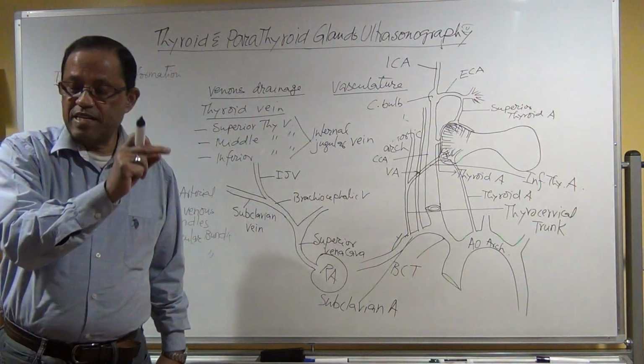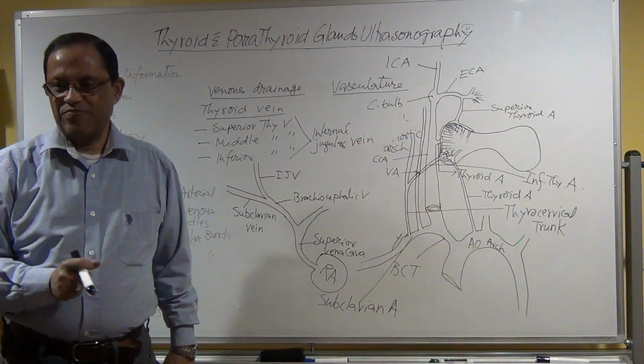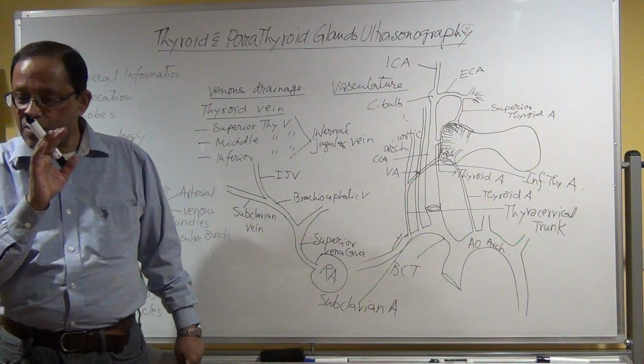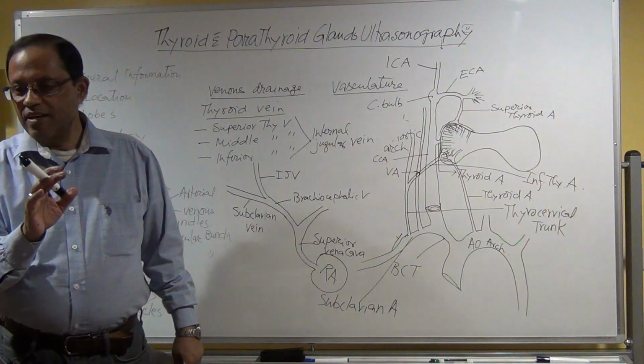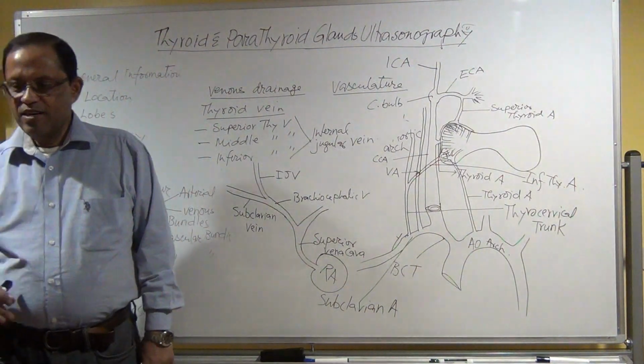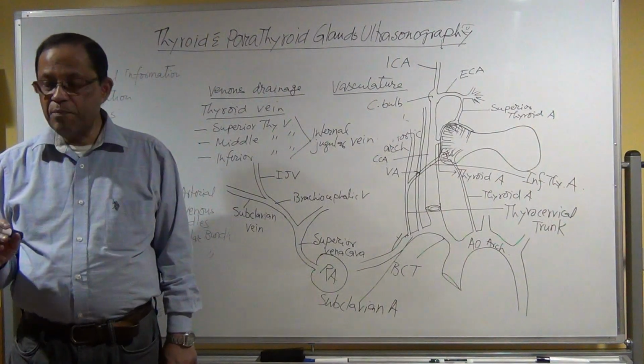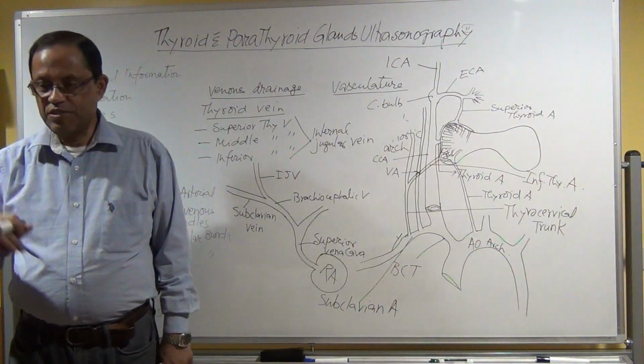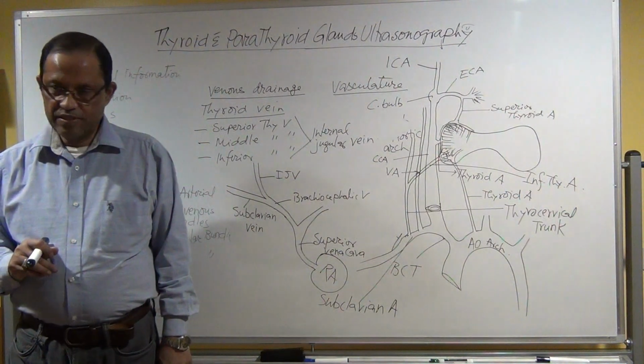That means resistivity index will go up. That means arterial supply will be impaired. When there's an arterial supply impaired, that's no good. No good.